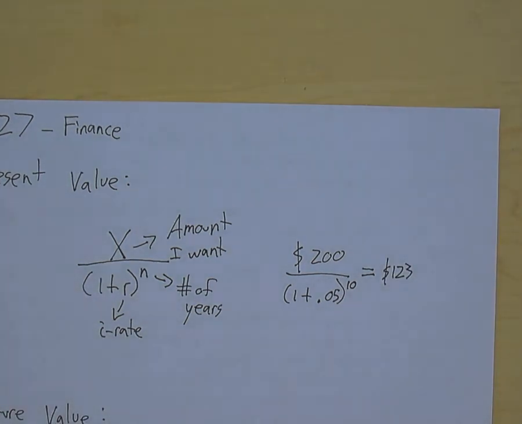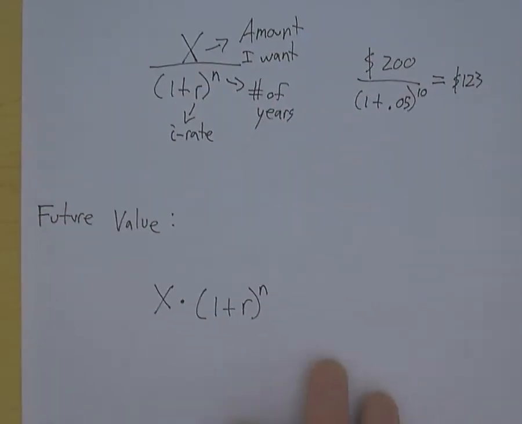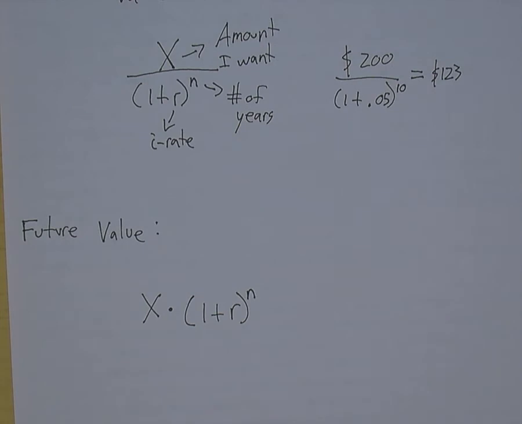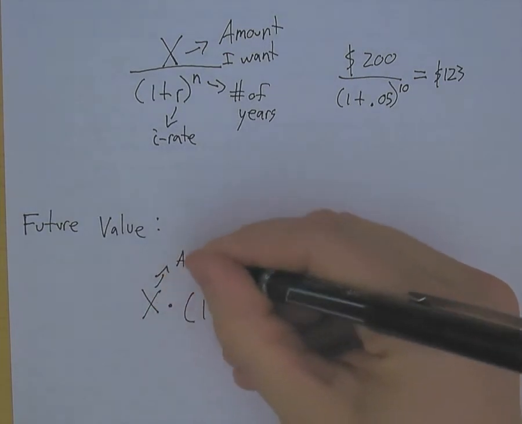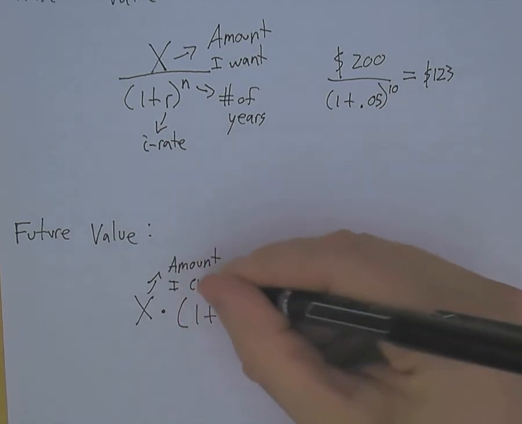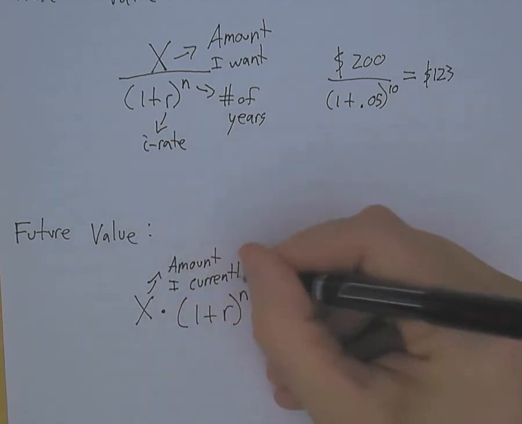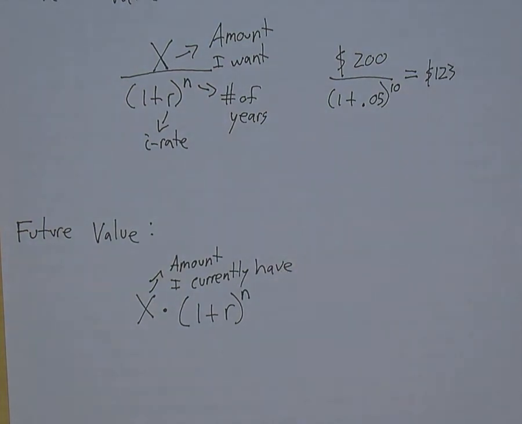You can kind of invert this relationship and also look at future value, where our equation is x times 1 plus r to the nth power again, where x is the amount I currently have, and r is the interest rate, and n is the number of years again.